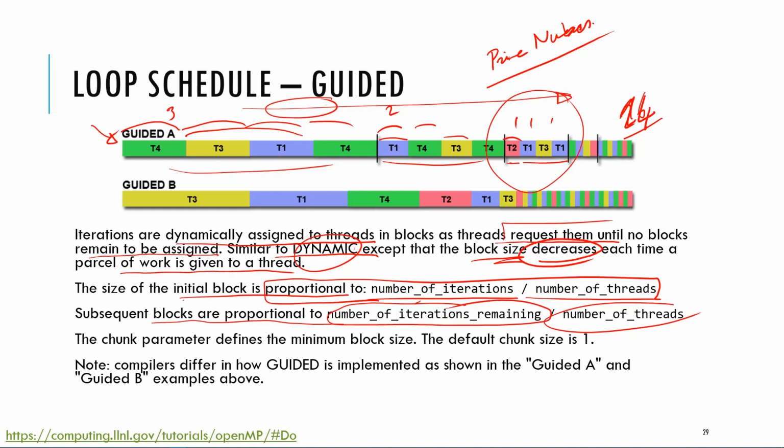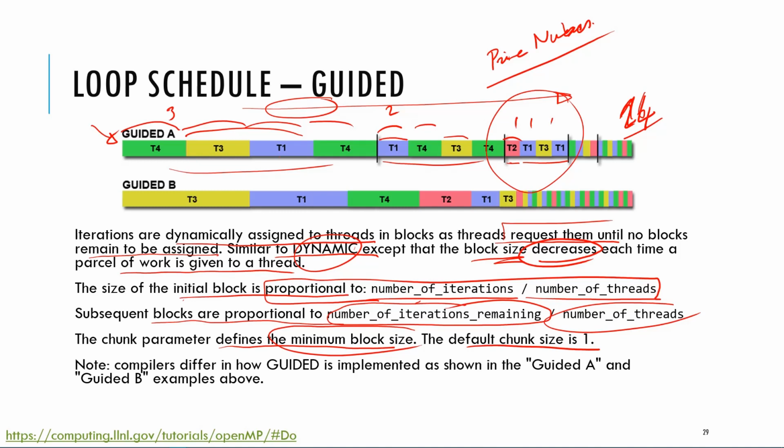The chunk parameter defines the minimum block size and the default chunk size is 1, okay? But clearly having a larger chunk size is good, and this is the minimum block size that would be allocated to the thread. So they might be allocated a larger block or a multiple of this block size.